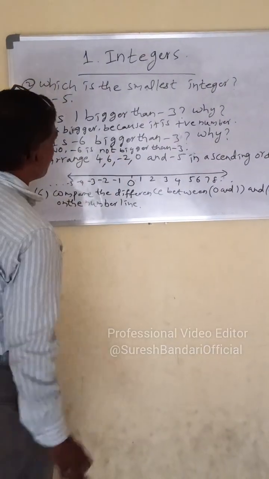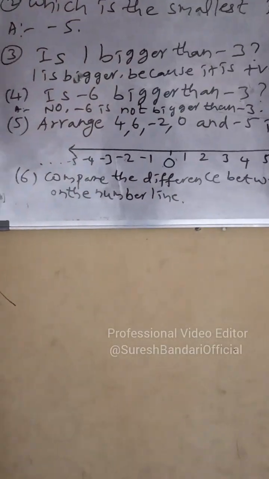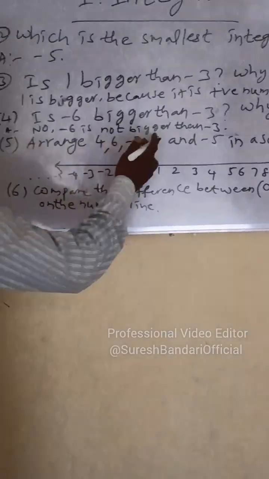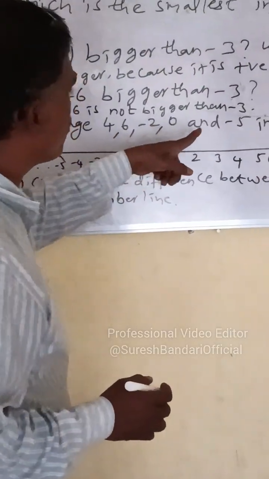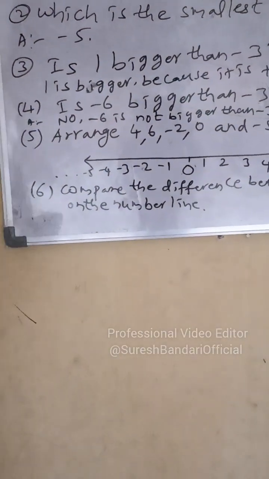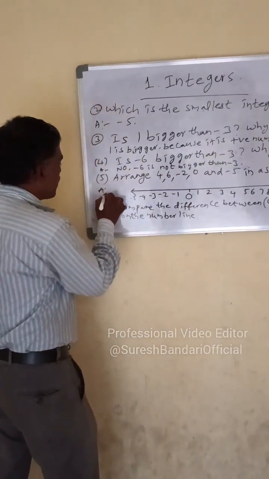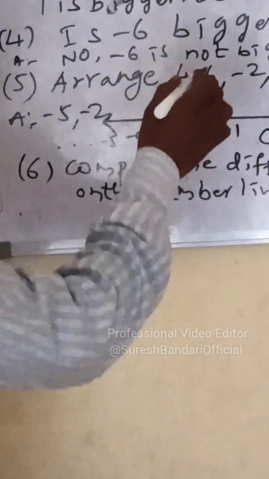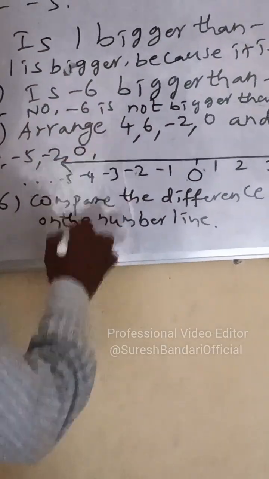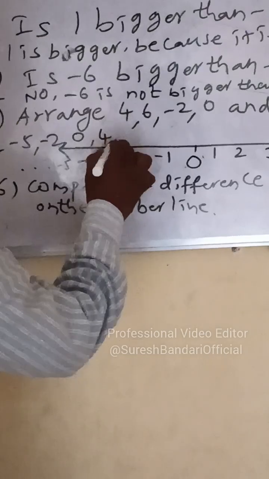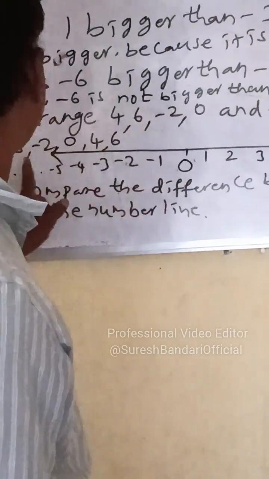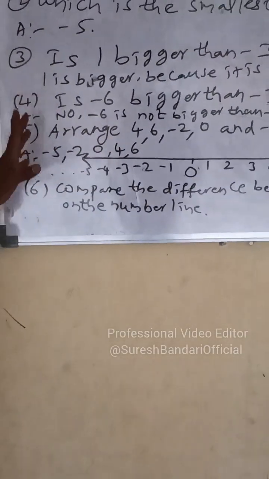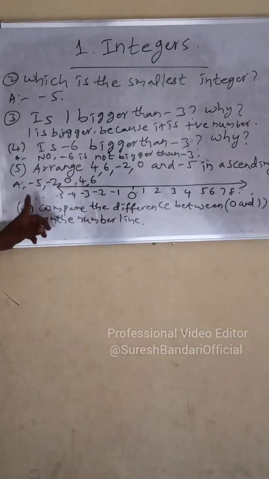So fifth question: arrange 4, 6, minus 2, 0 and minus 5 in ascending order. Ascending order means smallest number to biggest number. So we have to write these numbers from small to big. First of all, among the minus values, minus 5 is the smallest, so minus 5 comes first. Next minus number, minus 2. Next, 0 comes. Then 4. Next 6. Minus 5, minus 2, 0, 4, 6. This is the ascending order, smallest to biggest number.